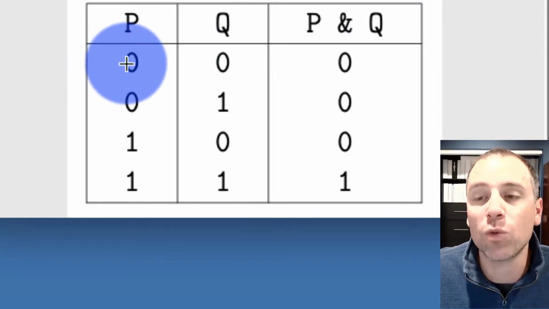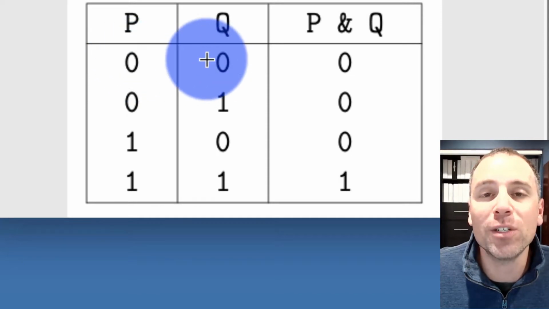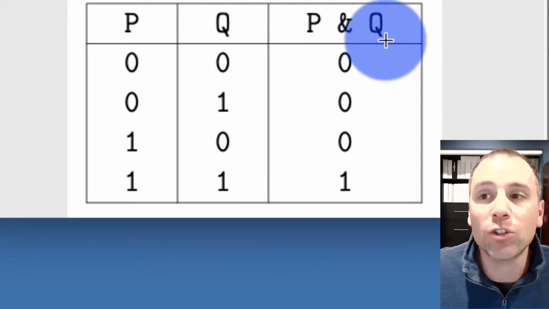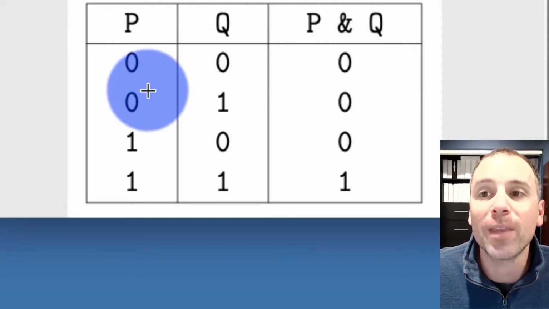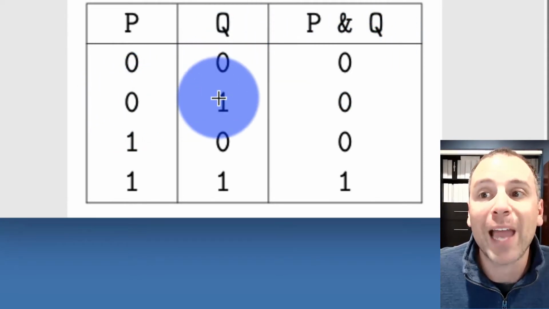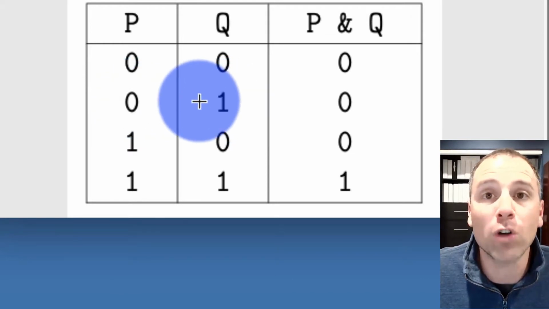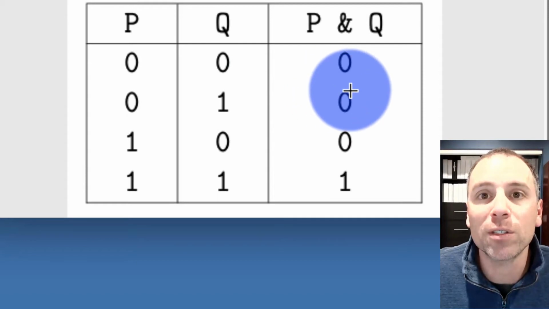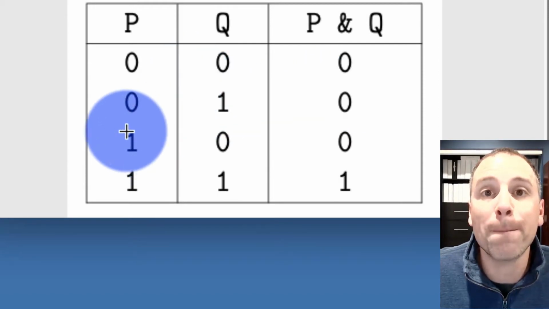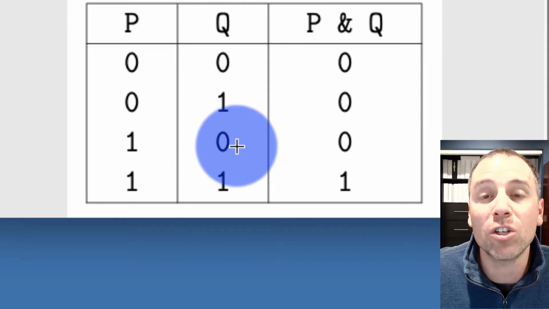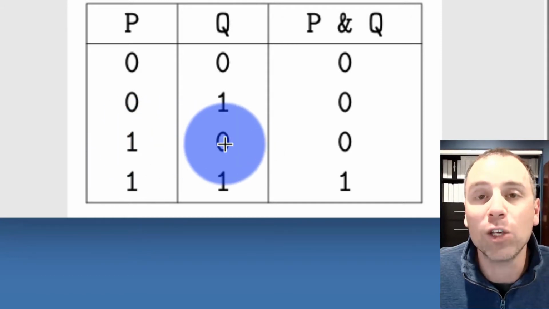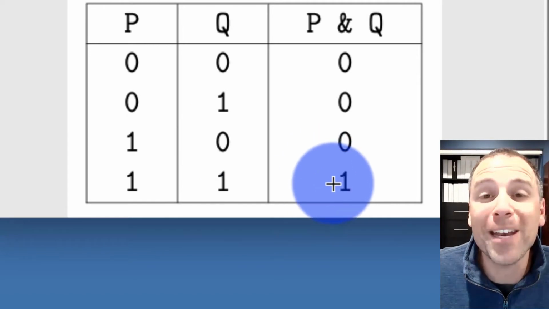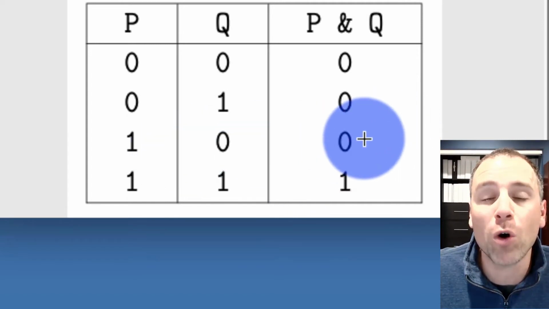So let's check the first one. When P is 0 and Q is 0, in other words, P is false and Q is false, those are both not true, so P and Q is also false. Similarly, when P is 0 and Q is 1, P false, Q true, both are not true, so P and Q is false. We go down to the third condition where P is 1 and Q is 0. In other words, P true, Q false. Both P and Q are not true. Thus, we label the combination under those conditions to be false also.